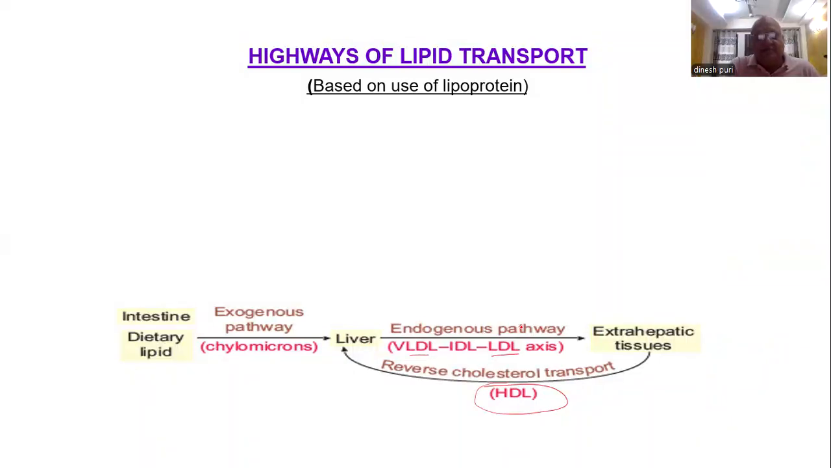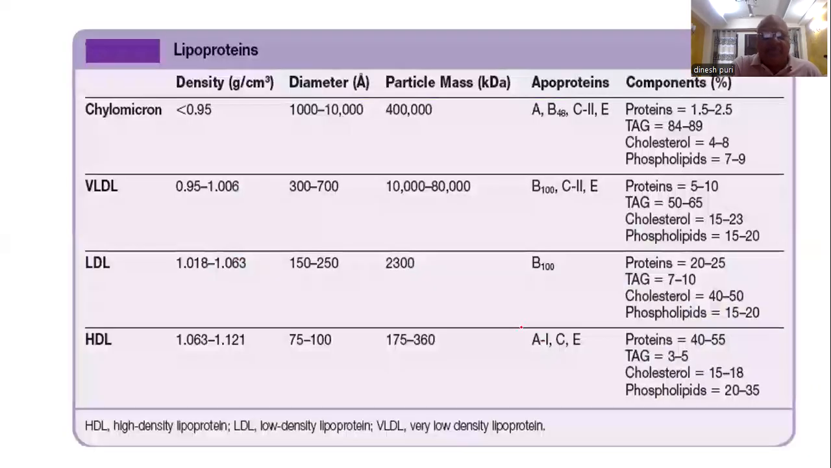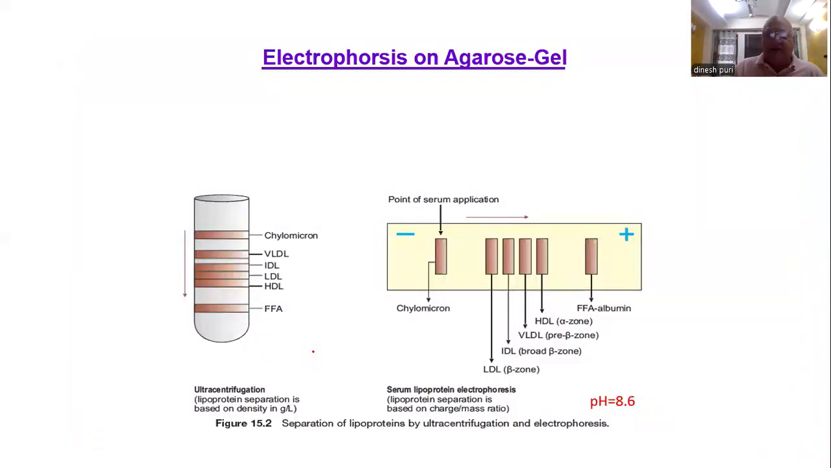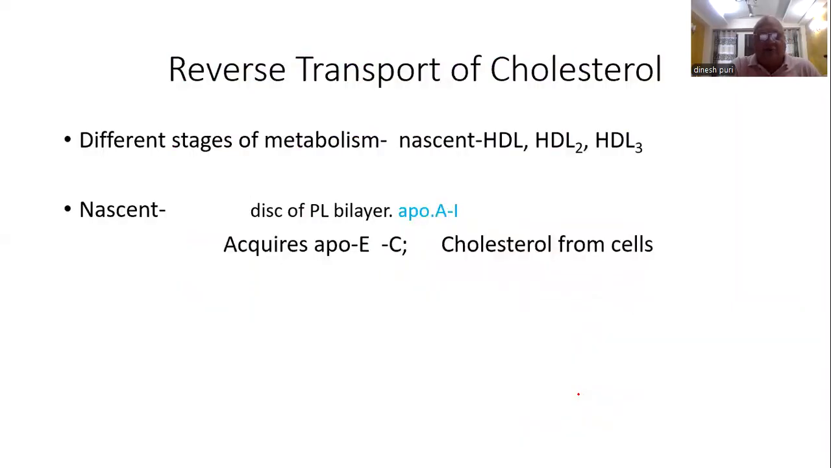But the principal player is HDL, high density lipoprotein. Its protein component is higher than any other lipoprotein, and its size is lower. It is also called alpha lipoprotein because it forms the alpha band in electrophoresis carried out at pH 8.6. So now we come to reverse cholesterol transport. The main actor, as we said, is HDL.